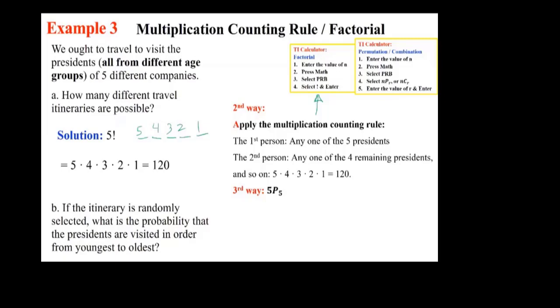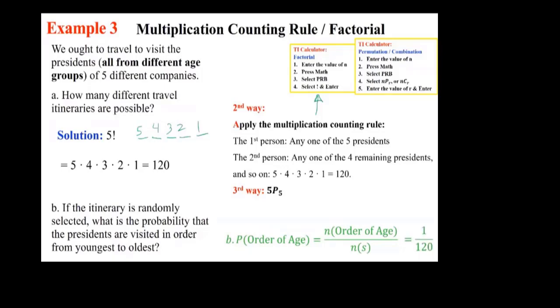Finally, for this question, if the itinerary is randomly selected, what is the probability that the presidents are visited in order from youngest to oldest? There's only one way to have the proper order, and it's only 1 over the total size N of S, which is 1 out of 120.